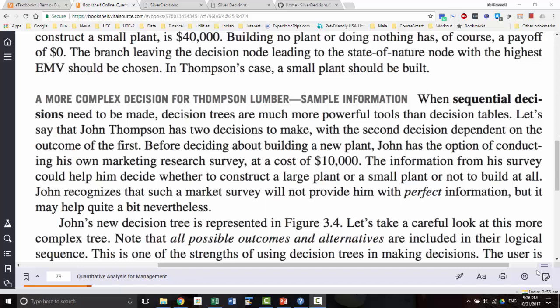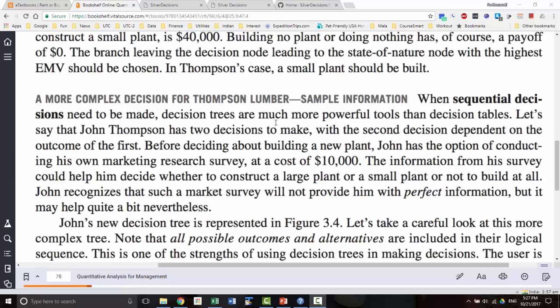Now let's look at a little more complex decision tree model. The same problem like before, the Thompson number. We have three possible alternatives: big plant, small plant, or do nothing. And the market condition could be favorable or unfavorable, right?